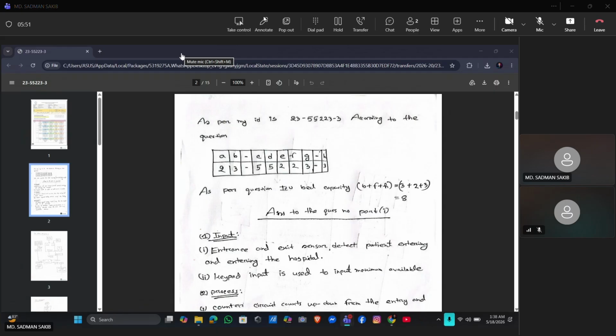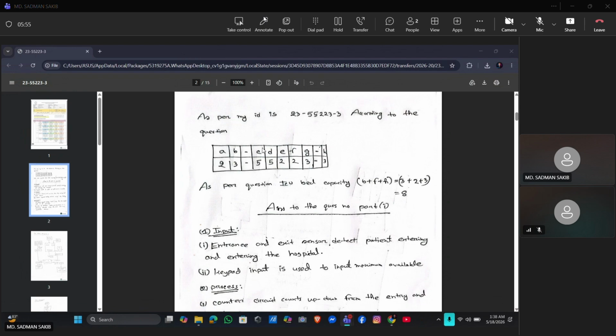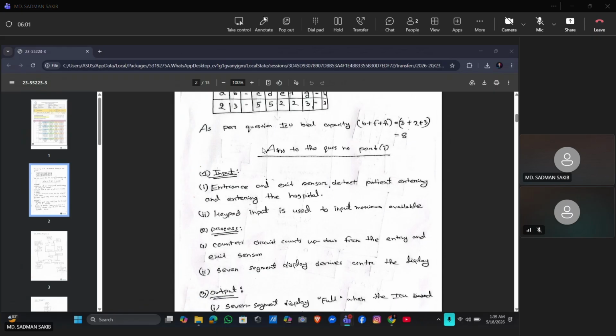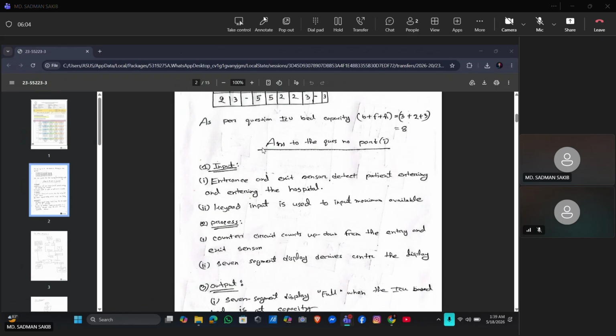According to my ID calculation, the ICU bed capacity is 8. Now I will explain the inputs and process of the system. First, the inputs: entry and exit sensors detect patients entering and leaving the hospital. Equipment input is used to input the maximum available beds. Now the process.